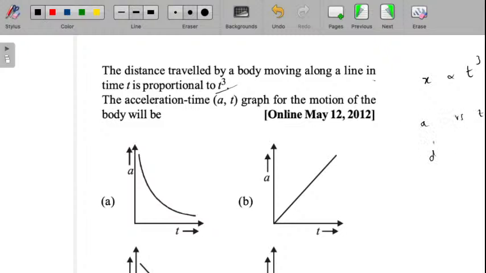We know a versus t is nothing but d square x by dt square. It's a twice differential. When you differentiate twice, you're going to reduce the index of the t by 2 times. So you would have a t here. So d square x by dt square, which is a, should be proportional to t, which means it's going to be a straight line.